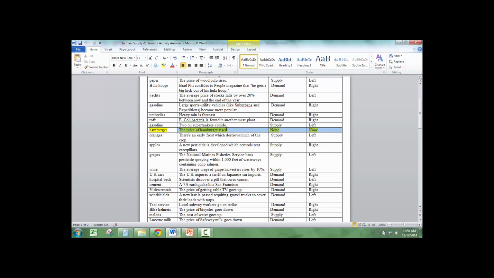So it's none and none, really a trick question. There would be no change in supply or demand. It would just be movement along the same curve.